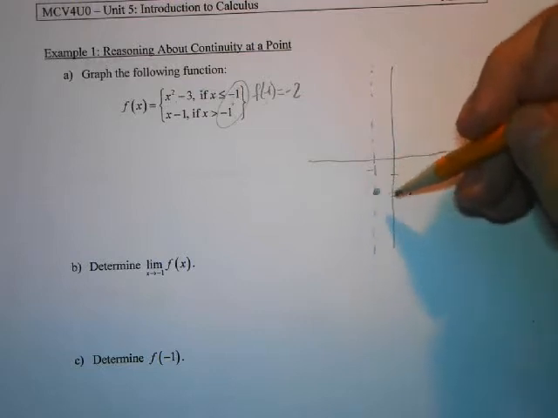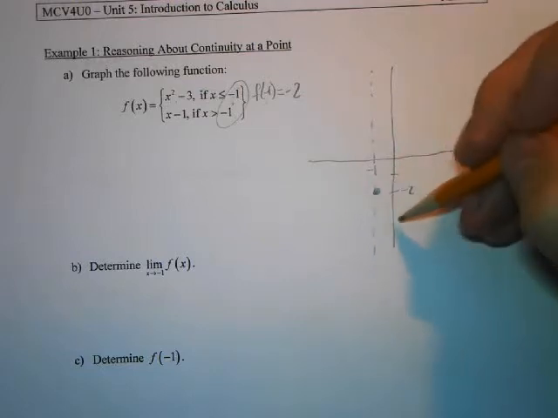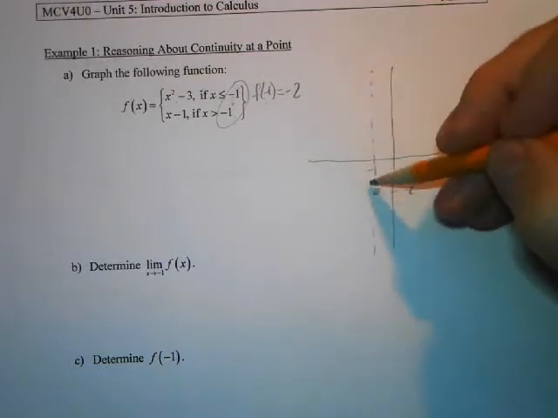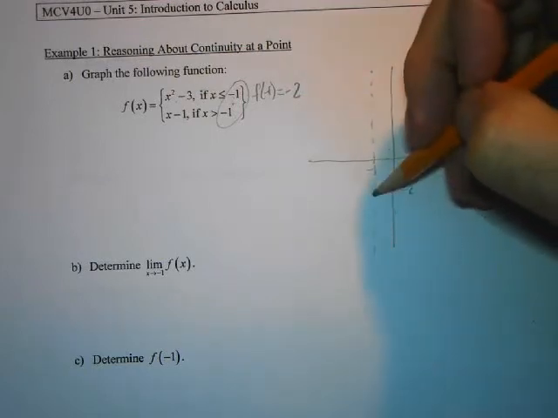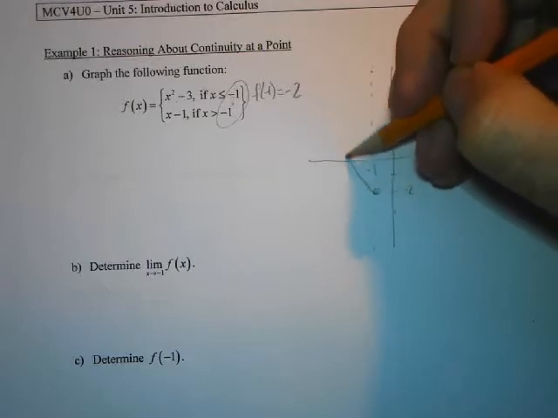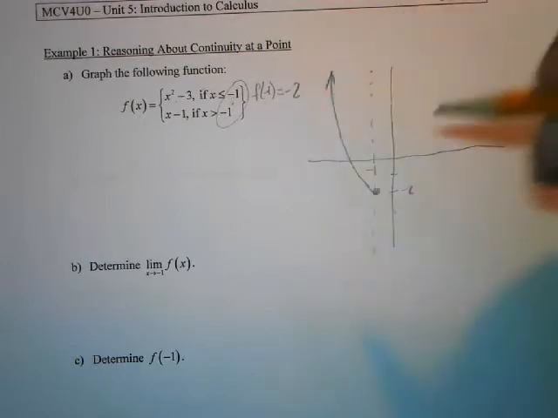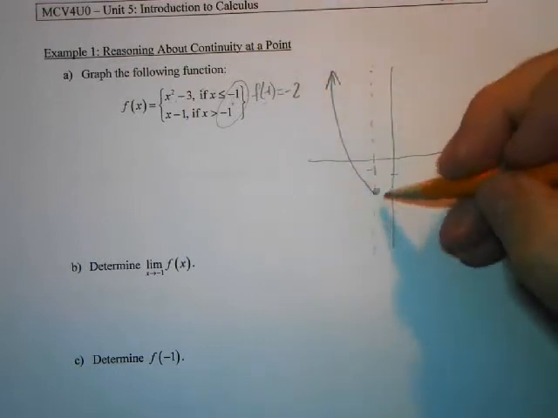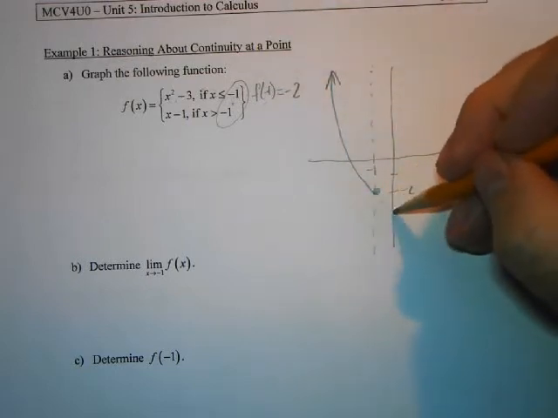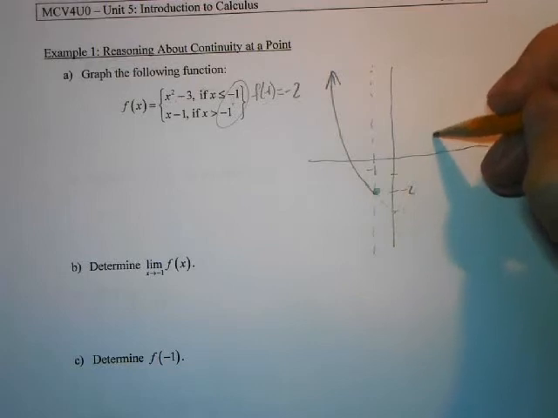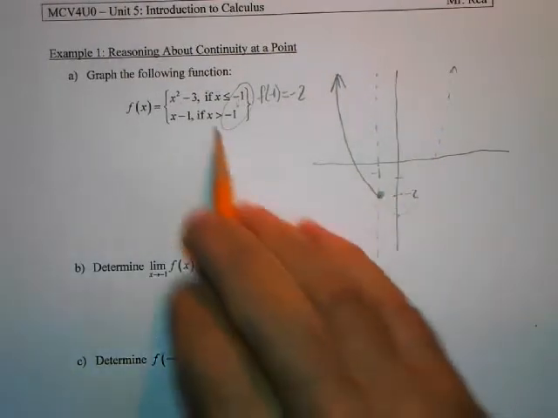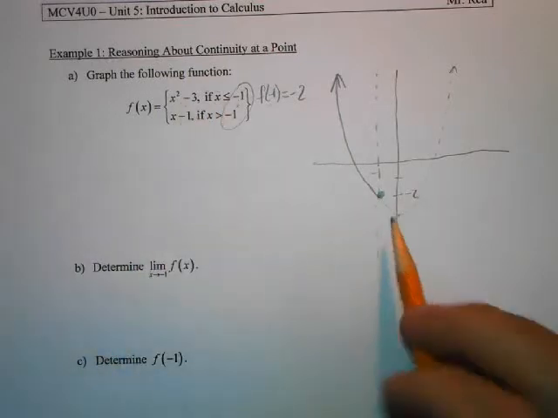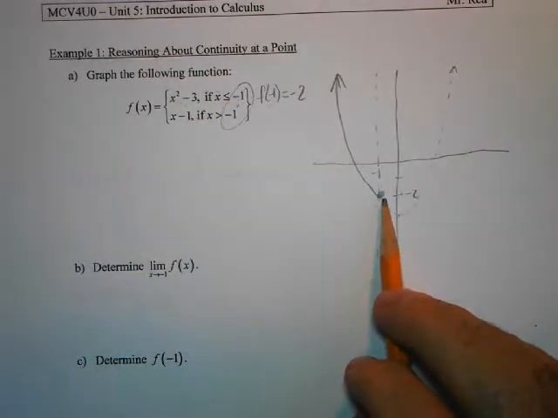And x squared minus 3 is a parabola that's got its vertex down here and goes back up, but I'm just going to draw this part. It doesn't have to be perfect, but it is a part of a parabola. If you wanted to, you could do a dotted version over here, but we're not using that part because this is only valid when x is less than or equal to -1.